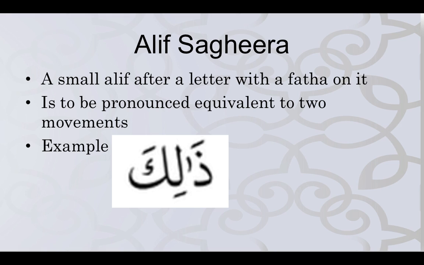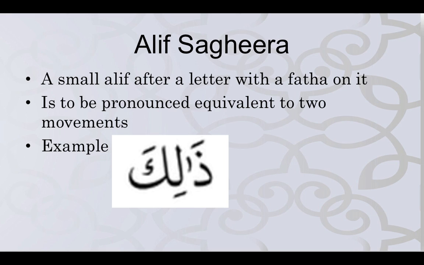Okay, first we have the Alif Sagheera. Alif Sagheera is a small alif after a letter with a fatha on it. And basically it usually, or always, occurs after a letter with a fatha on it. And this letter with the fatha, because of the inclusion of the Alif Sagheera, is to be pronounced equivalent to two movements. So if you had just the fatha, you would say just one movement. But because you see the Alif Sagheera, you have to pronounce that letter equivalent to two movements. So in the example that you see on your screen below, the word is ذَلِكَ.